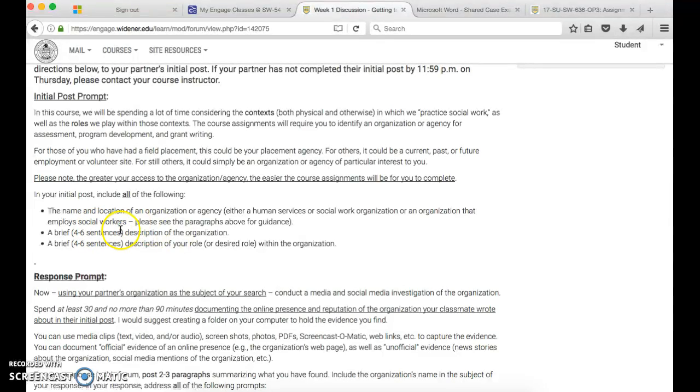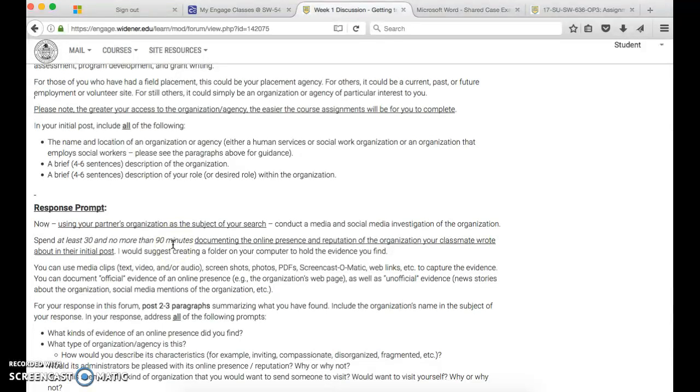So for your initial post, you're going to be completing all of the following here: the name and location of an organization or agency, either a human service or social work organization, and then please use the above paragraphs for guidance, and then brief 4 to 6 sentences describing the organization, as well as your role or desired role within the organization.